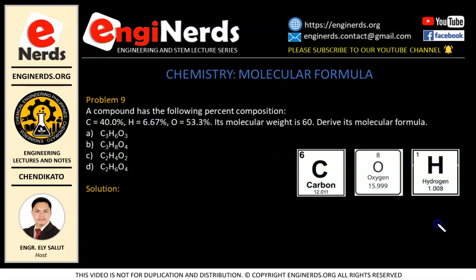carbon, oxygen, and hydrogen, direct from the periodic table. This is because we are going to need a periodic table in solving this problem to determine the atomic mass of every element. Okay, so in order not to take time in looking at the periodic table, I already took it and put it here for our reference. Okay, so let us first determine our requirement. In this problem, we are required to determine the molecular formula of the compound.